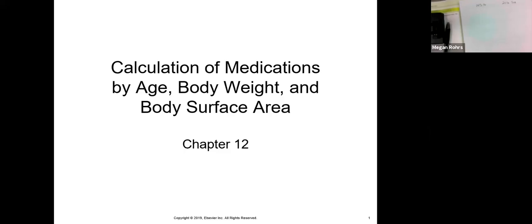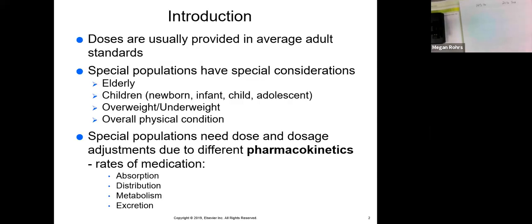Chapter 12 begins on page 250 if you are following along in the book. We're going to talk about how to calculate different doses based on age, weight, and body surface area. So the medications that are available that are manufactured are based on the average adult. And as we know, not everyone who lives on this earth is an average adult.